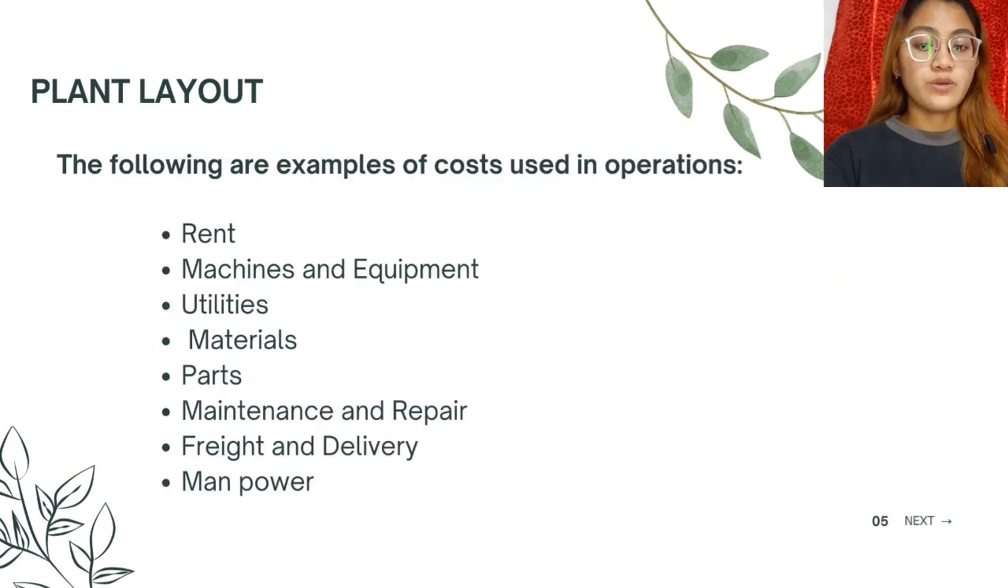These are the following examples of the costs used in operations. First is rent, second is machines and equipment, third is utilities, then materials, parts, maintenance and repair, freight and delivery, and lastly, the manpower. In a business, those are the costs that will be used in the operation.